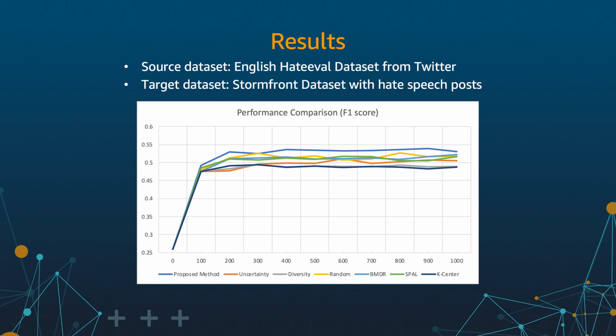The source dataset we use to simulate the best policy is another public dataset called English Hate Eval dataset, which was collected from Twitter. After we trained the policy network, we applied it to the Stormfront dataset to select the best samples for labeling. This is a highly imbalanced dataset, which means one class has many more samples than the other class. It shows that our method only requires 200 carefully selected samples to reach the best performance, something existing methods cannot achieve. Our risk evaluation use case is also composed of an imbalanced dataset.